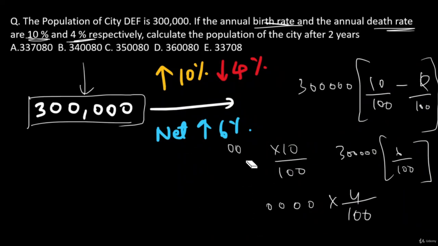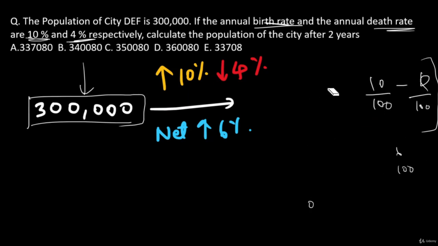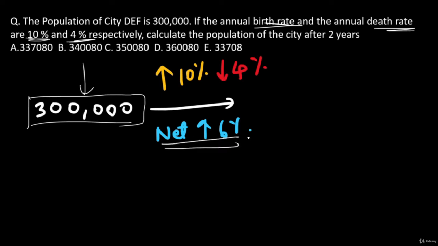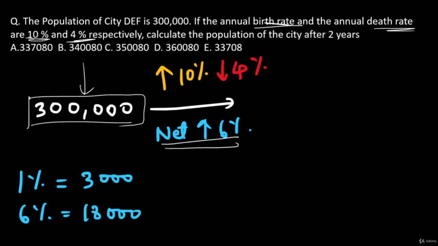This is the first point that we have covered over here. Now over here, we've seen that there was a birth rate and a death rate, right? So there is an increase of 10% and there is a decrease of 4%. All right. So over here, this means that there is a net increase of 6%. Now let's go ahead and solve this. Now 1% of 300,000 is equal to 3,000. Therefore 6% of 300,000 will be 3,000 into 6, which is equal to 18,000. Therefore 300,000, when you increase it by 6%, you will get 318,000. All right. So this is after 1 year.